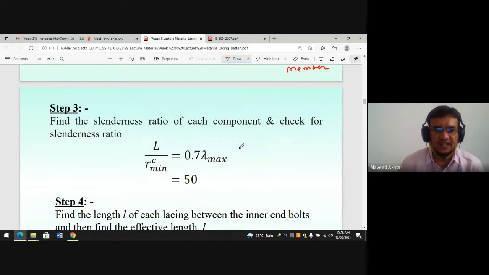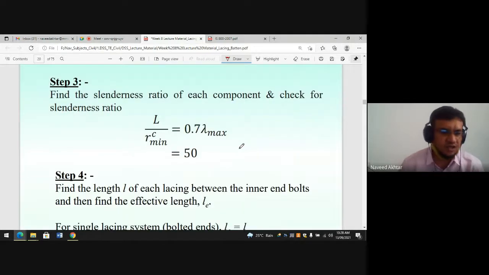Then find the slenderness ratio of each component and check the slenderness ratio. हाँ, अब हमको क्या मालूम करना है, slenderness ratio of each component, lacing bar का, that we have to find out. And this slenderness ratio, you know that L by R minimum, it may be lambda max, and lambda is equal to L upon R minimum.